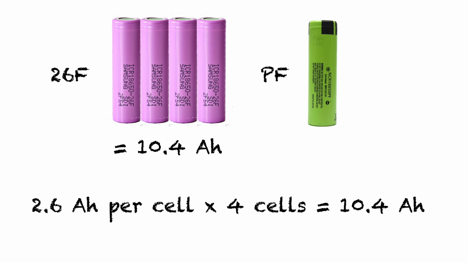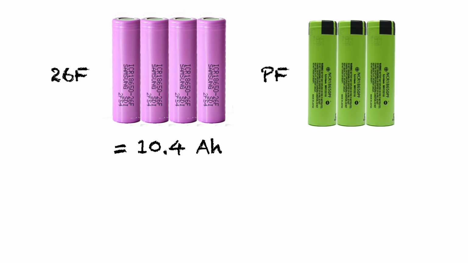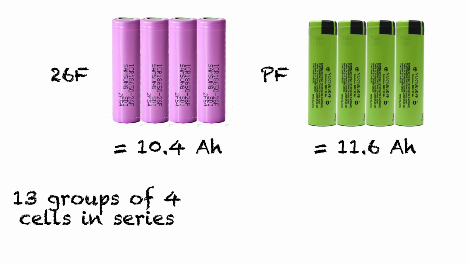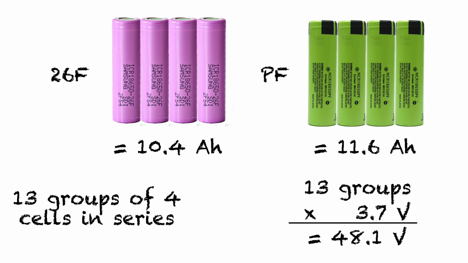For the PF cells, it's a little bit trickier. 3 cells in parallel would give us 8.7 amp hours. 4 cells in parallel would give us 11.6 amp hours. 3 cells is slightly closer to the 10 amp hours we're looking for, but let's actually go with 4 cells for the sake of comparison between the two, so both batteries have the same number of cells. Now to get the 48 volts that Ishmael wanted, we'll need 13 of these groups in series, as 13 cell groups times 3.7 volts per group gives us 48.1 volts. So now we've got our two approximately 48 volt 10 amp hour batteries.